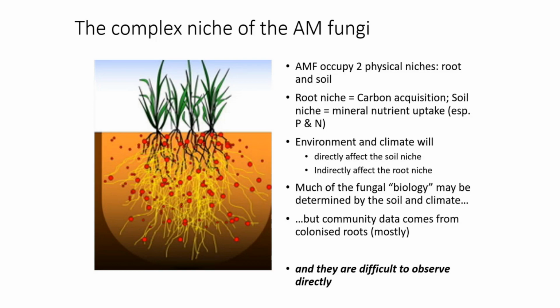But they're a complex set of organisms because they occupy this very complicated niche. They don't just find something in the environment that they decompose and then grow in it and then sporulate and move on. That's not how they work. They occupy two completely different physical niches, both the root and the soil. These things have different characteristics, and the fungi themselves do different things. They take up nutrients in the soil and they take up carbon inside the root. So the root niche is primarily for carbon acquisition, and the soil niche is primarily this nutrient uptake thing.